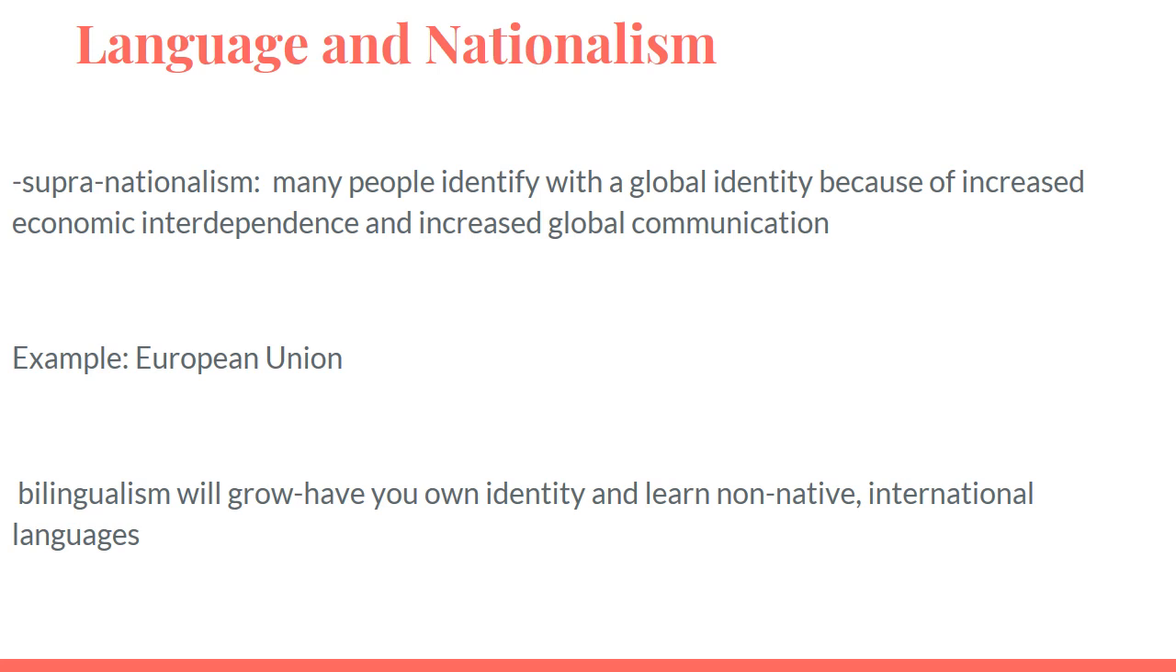Apart from nationalism, which we talked about, there's also been a move to supranationalism. Supranationalism is kind of the opposite of nationalism in the sense that this is where people identify with a global identity, a worldly or common identity across countries, across the globe. And one reason why people are developing this global or regional identity instead of just a national state identity is because there's increased economic interdependence and increased communication between countries and regions.